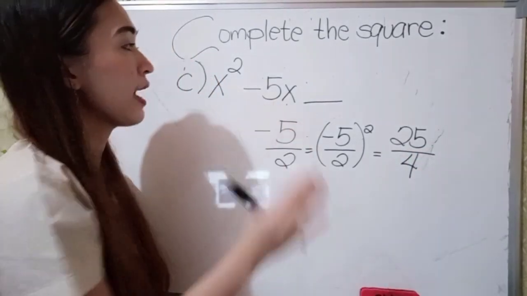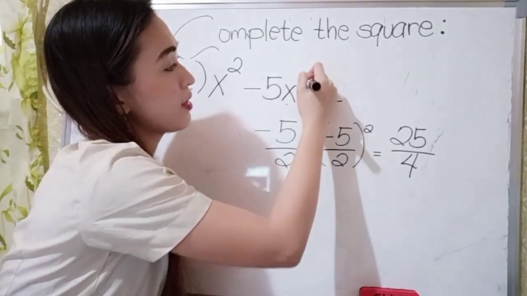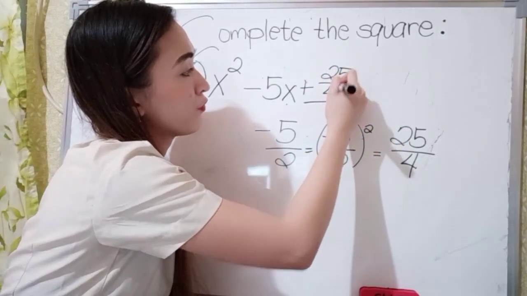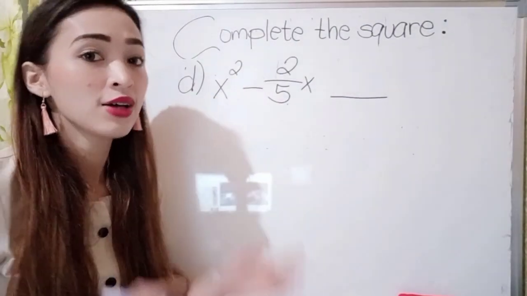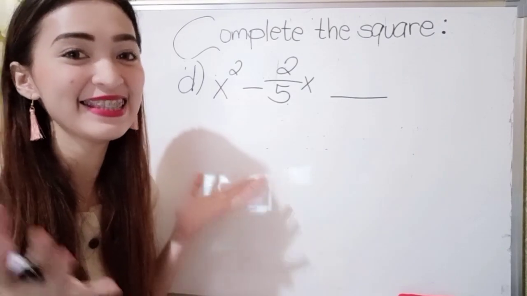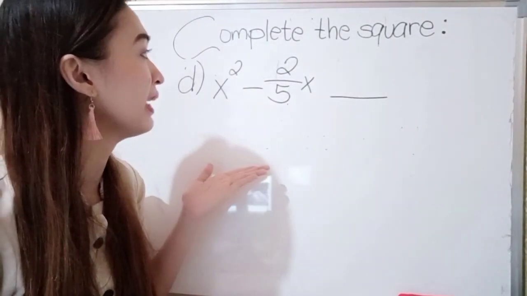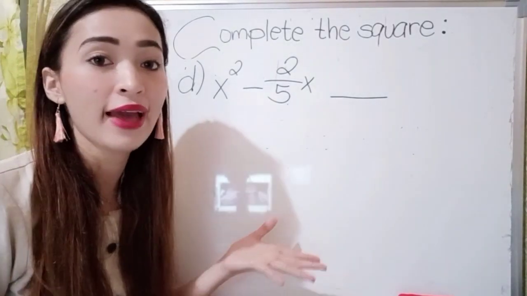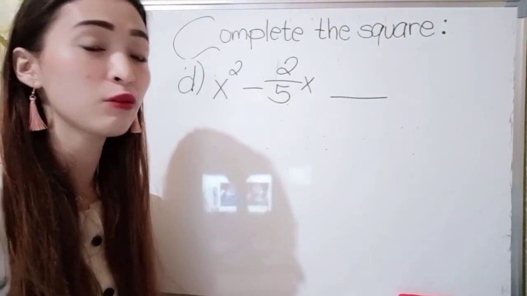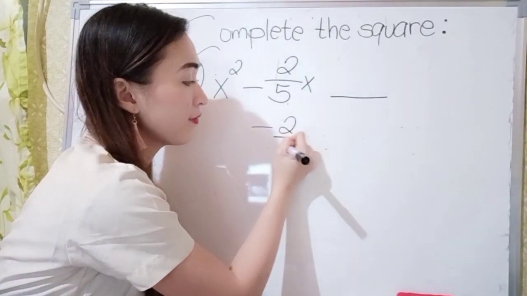So our answer is x squared minus 5x plus 25 over 4. So how about this one? We have a fraction. Again, this is easy. For letter D, we have x squared minus 2 over 5x. To complete the square again, what is b in our equation? We have negative 2 over 5.